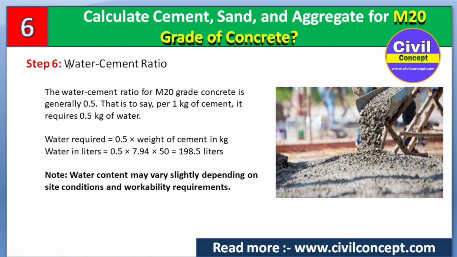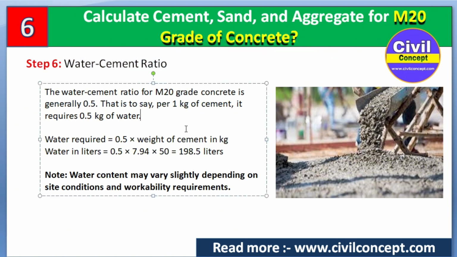Now in step number 6, what will we do? We will calculate the water cement ratio: how much water will be required for 1 meter cube of concrete. The water cement ratio for M20 grade of concrete is generally 0.5. This means that 1 kg of cement will require 0.5 kg of water. So water required will be 0.5 into the weight of cement, which we have already calculated, and if you multiply it, we will get how much?